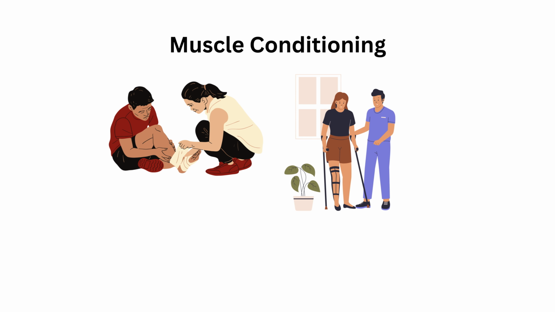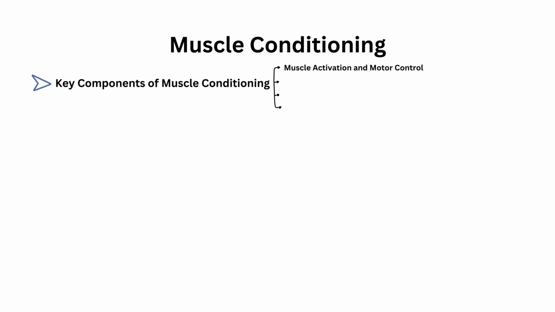Welcome to today's video on muscle conditioning and its role in injury prevention and rehabilitation. Whether you are recovering from an injury or aiming to improve performance, understanding key components like muscle activation, strength, power, and endurance is essential. Let's start with key components of muscle conditioning: muscle activation and motor control, muscle strength, muscle power, and muscle endurance. At the core of muscle conditioning is muscle activation and motor control.